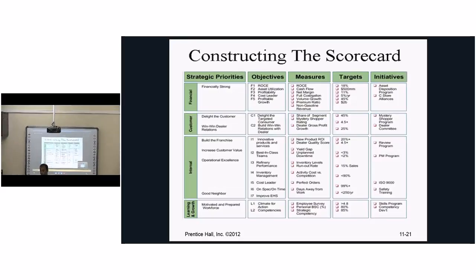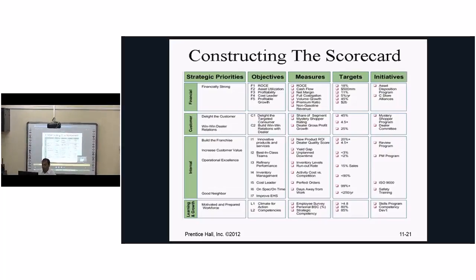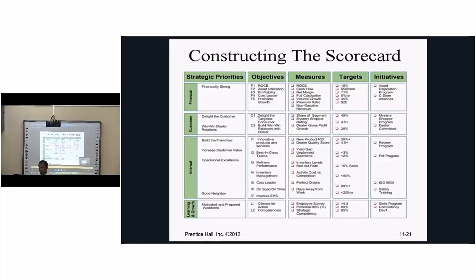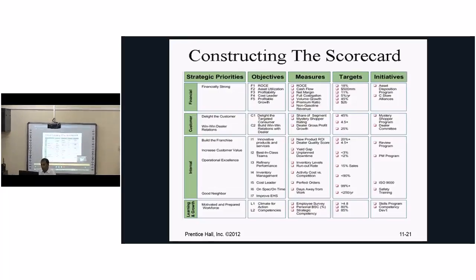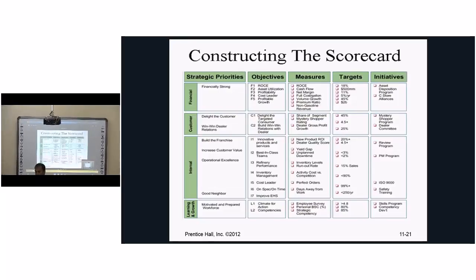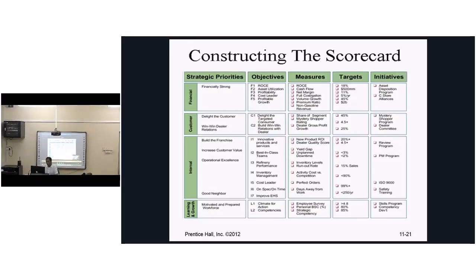Financial section measures how strong you are financially. So your objectives are to achieve ROCE, asset utilization, profitability, cost leader, profitable growth. So these are your objectives. Your measures could be ROCE of 18%. You measure whether you are financially strong or not by measuring ROCE, and you have a target ROCE of 18%. Then it's a kind of an N year measure. So every year you measure your ROCE.